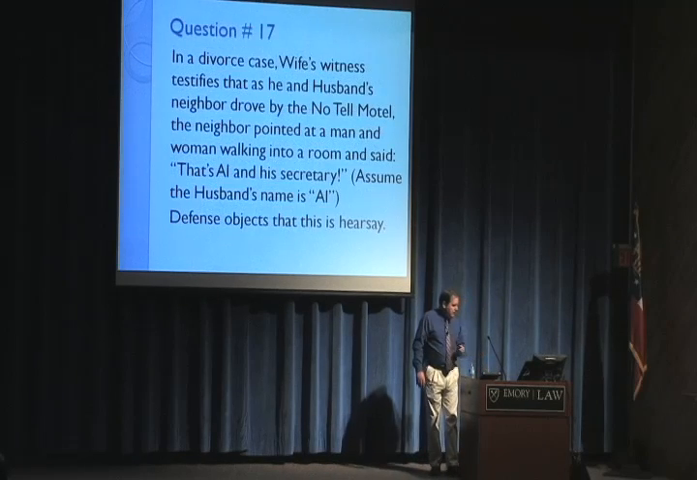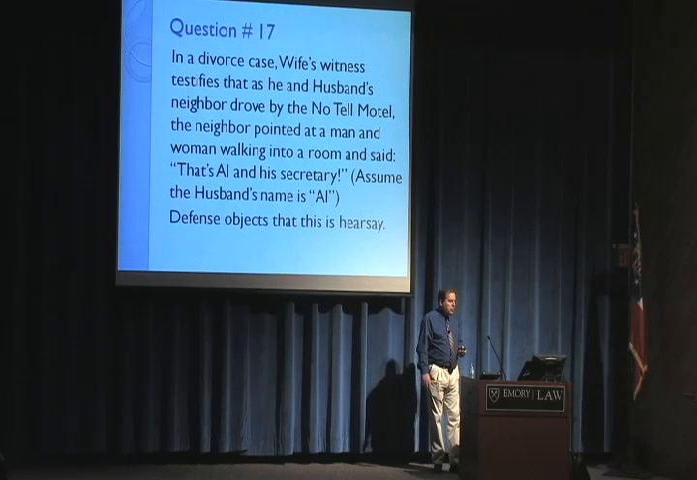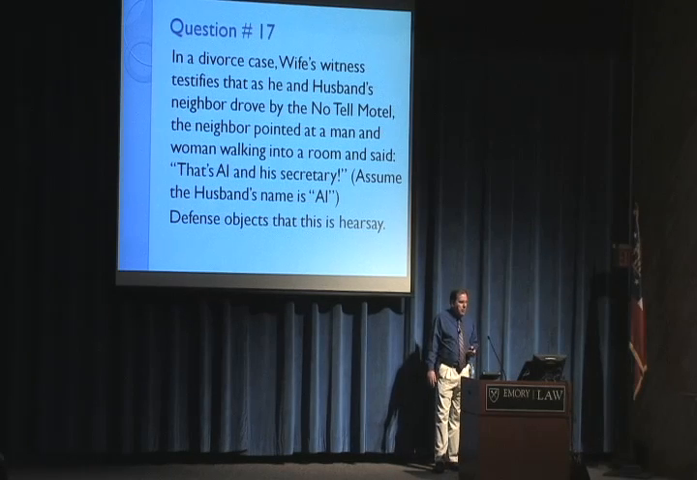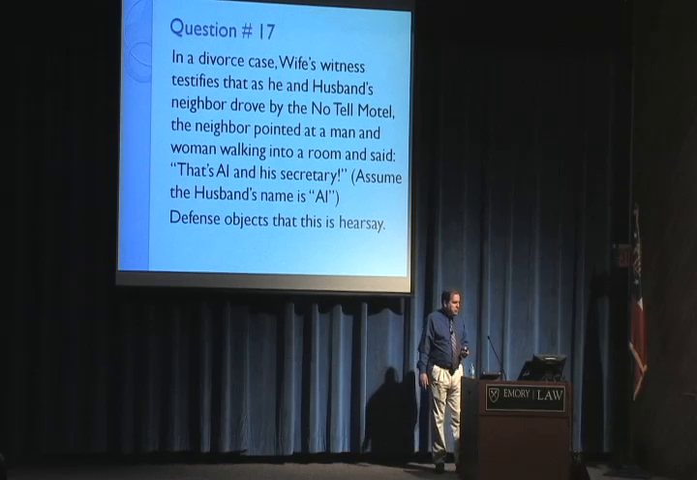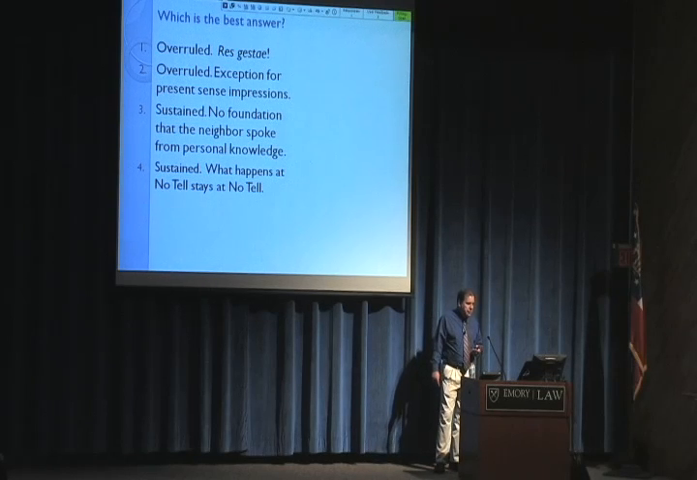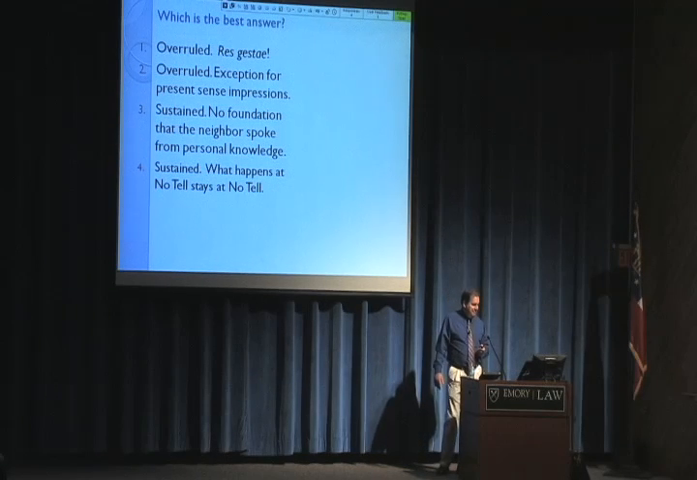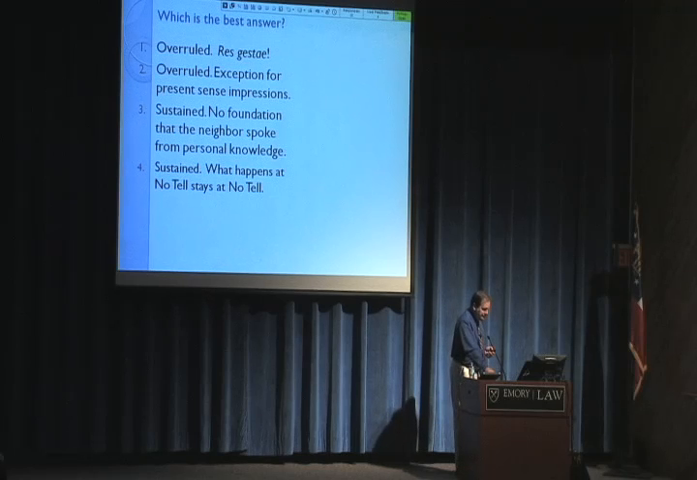Okay. In a divorce case, wife's witness testifies that as he and husband's neighbor drove by the no-tell motel, the neighbor pointed at a man and woman walking into a room and said, "Why, that's Al and his secretary." Assume the husband's name is Al. Defense objects that this is hearsay. One, overruled, res gestae. Two, overruled, exception for present sense impressions. Three, sustained, no foundation that the neighbor spoke from personal knowledge. Or four, sustained, what happens at no-tell stays at no-tell.